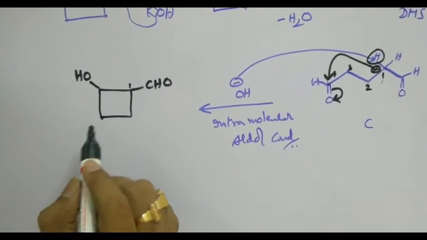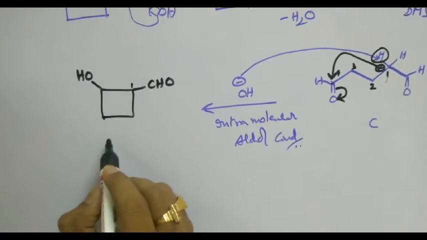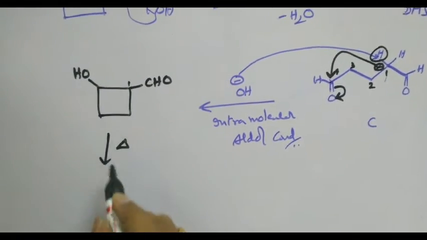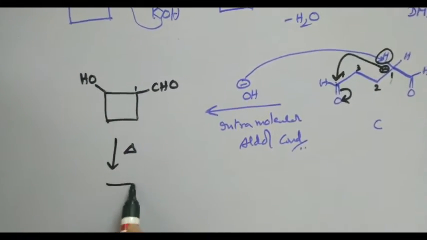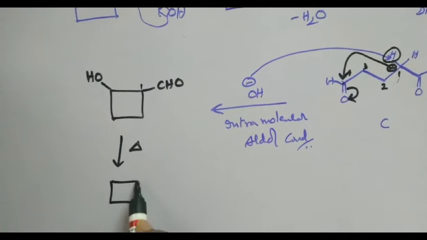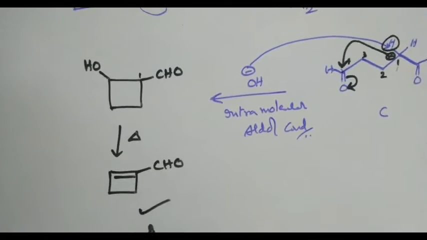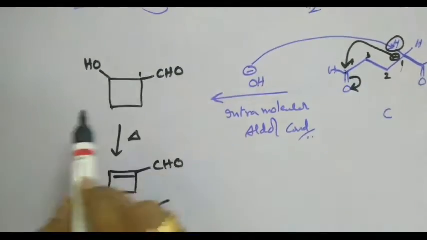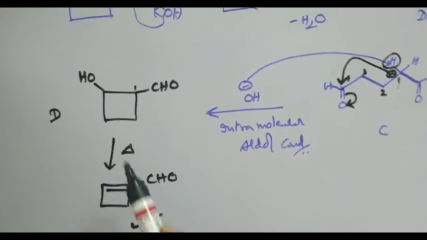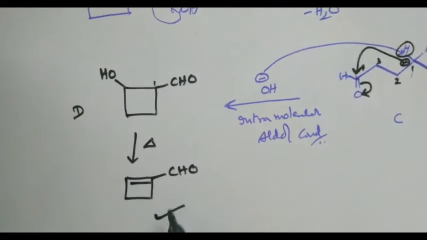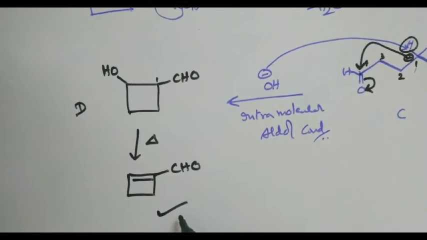Let us suppose he has heated this one. When he heats this one, we are going to get an alpha beta unsaturated aldehyde like this. So this is the final product, but because he did not heat, this is D. In case in future he heats this, the product obtained will be this one, right?